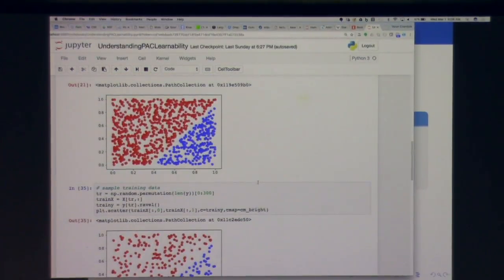Why? Because we want to put a bound on m, right? We don't want to use too much training data. Training data is always expensive. Somebody has to label it for you, right? So you want to work with the minimum amount of training data that you need, okay?